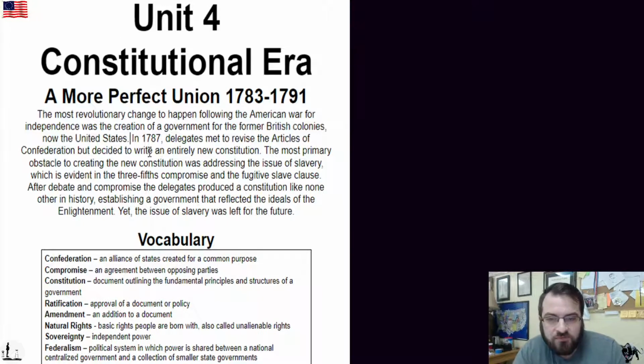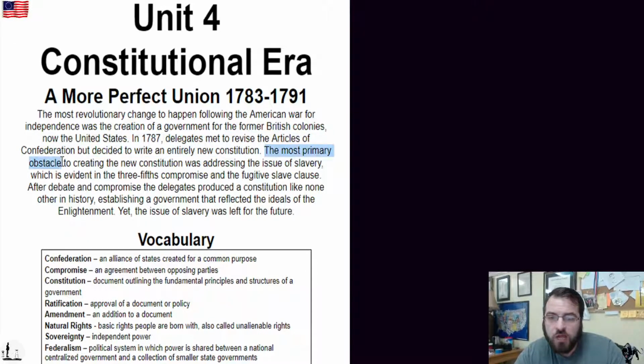In 1787, delegates met to revise the Articles of Confederation, but decided to write an entirely new constitution. So they decided we're going to meet to talk about the articles. There's some problems with them, but they end up going, it might be better to just start from scratch, a brand new rule book. Because what is a constitution? It is a rule book for government. It's the rule book they have to play by.